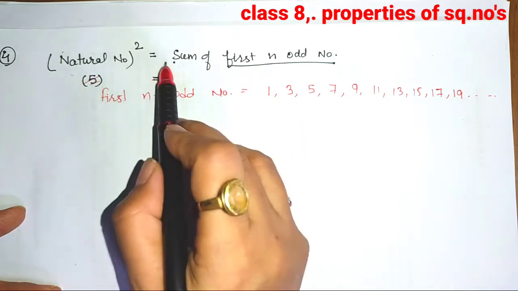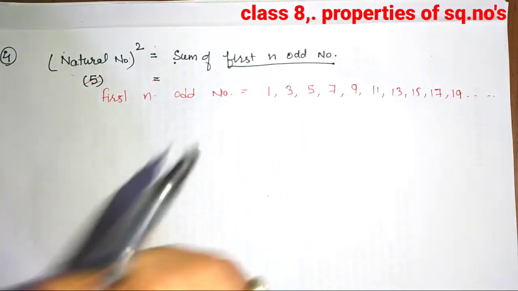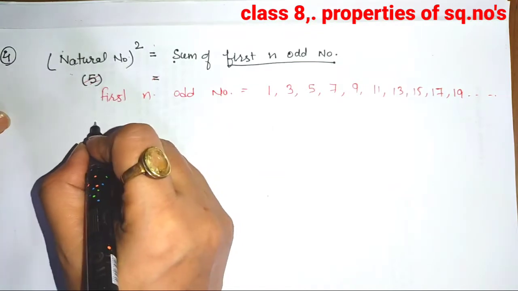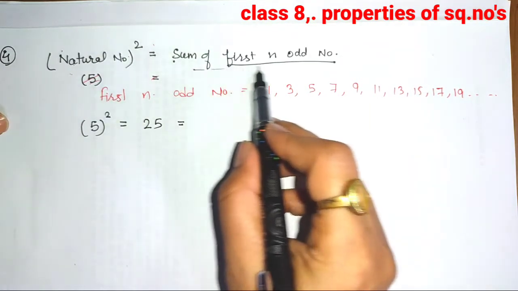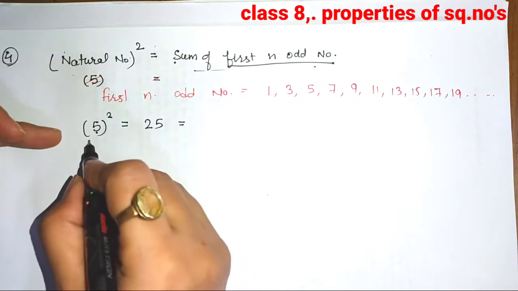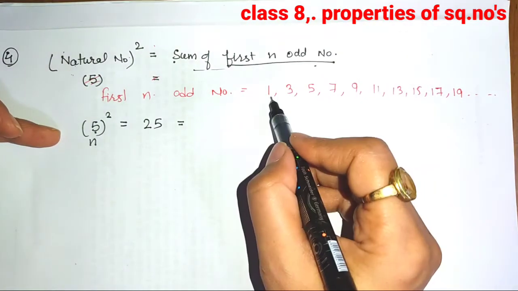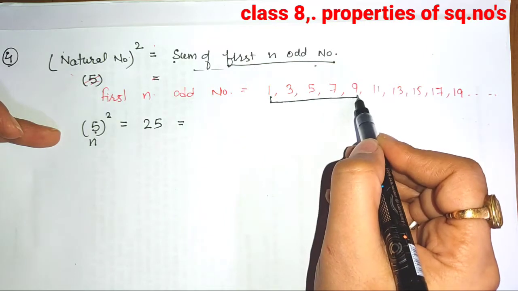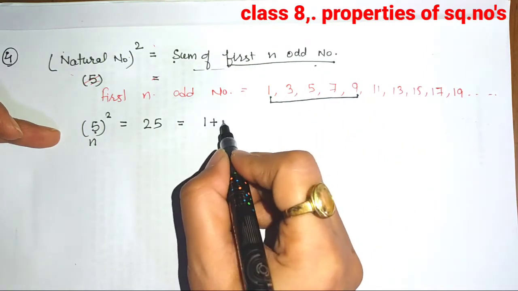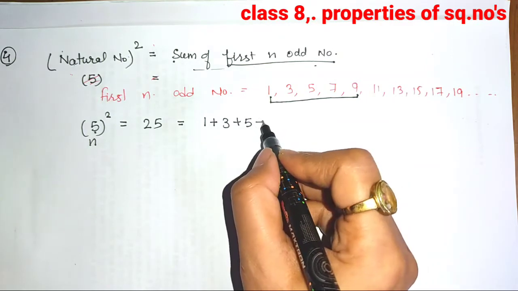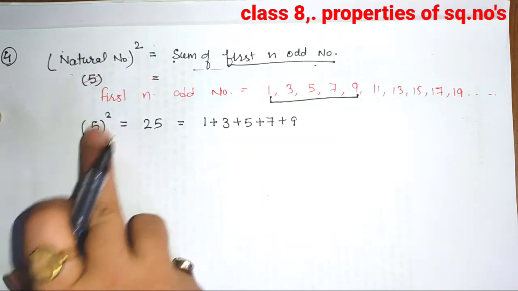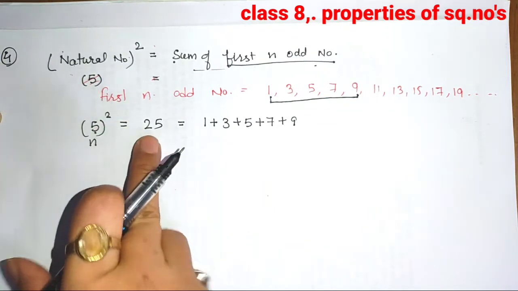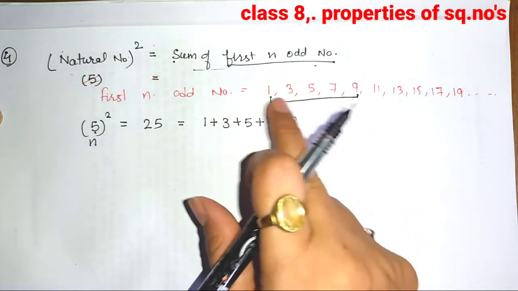So we can express the square of any natural number, like 5 squared. 5 squared, you know, is 25. How can you express that? As the sum of the first n odd numbers. n is here 5. n is 5 means you will take 1, 2, 3, 4, 5 odd numbers, and you can express it this way. This n is 5, n squared is 25, and you can also express it as the first 5 odd numbers.